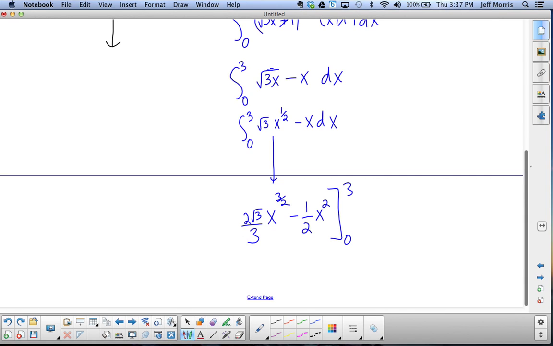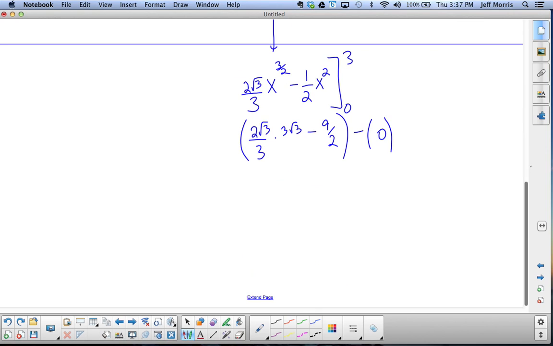FTC, I'm going to plug in 3. This is going to end up giving me the square root of 3 to the 3rd power. So we have 2 root 3 over 3. The square root of 3 to the 3rd power is going to end up being, oh gosh, what's the square root of 3 to the 3rd power? It's going to be 3 root 3. So it's going to be 3 root 3 minus 3 squared is 9, so minus 9/2. There's my f of b minus my f of a. When you plug in 0, you're just going to get 0. That's pretty straightforward.